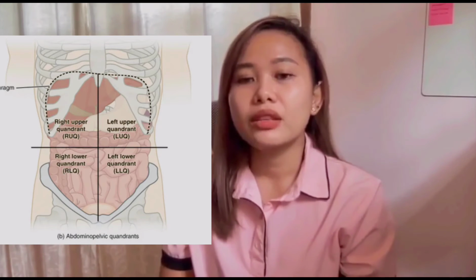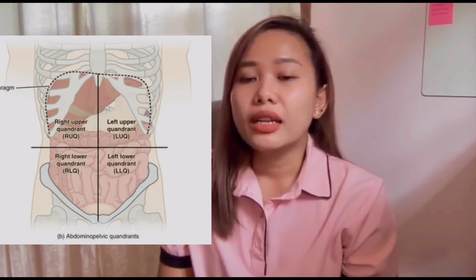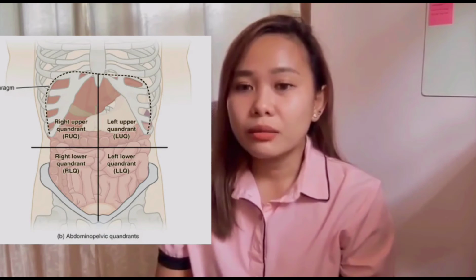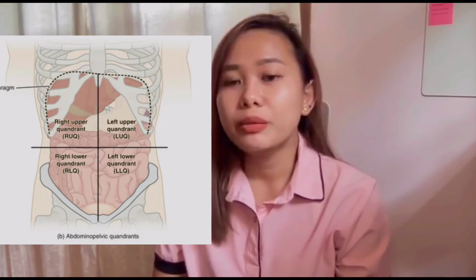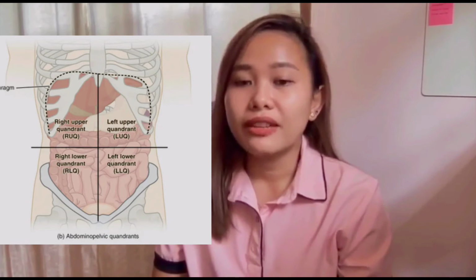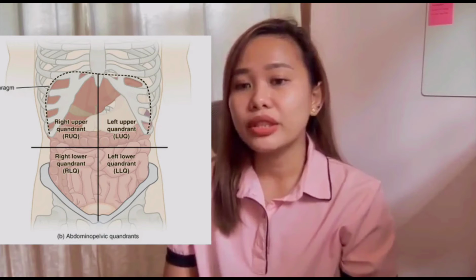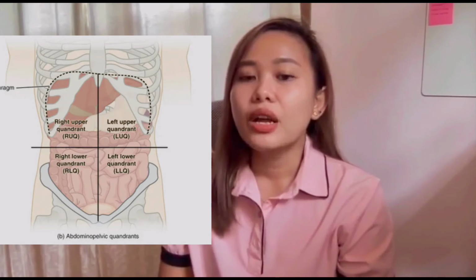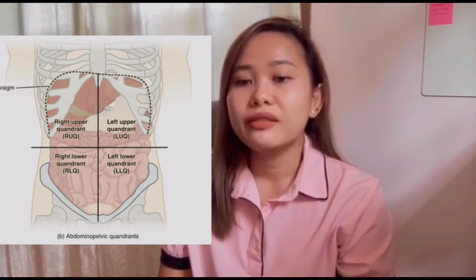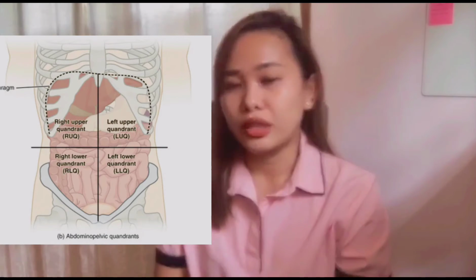intestine. And on the right lower quadrant sit the cecum, appendix, part of the small intestine, and the right half of the female reproductive system. And the left lower quadrant houses the majority of the small intestine, some of the large intestine, the left half of the female reproductive system, and the left ureter.